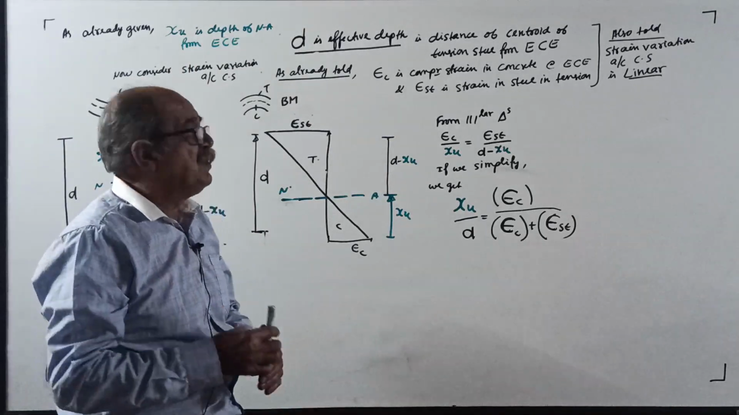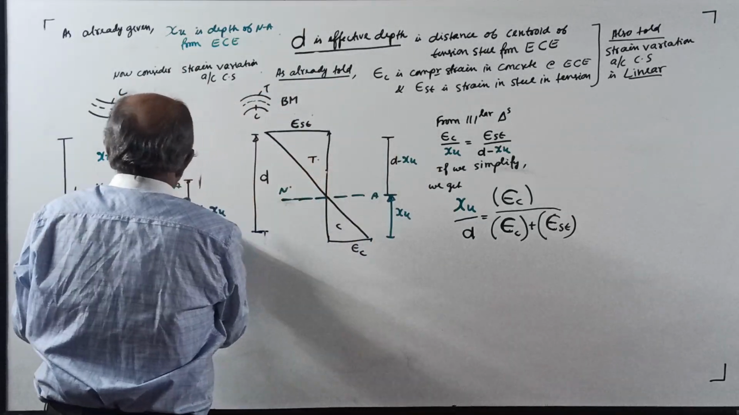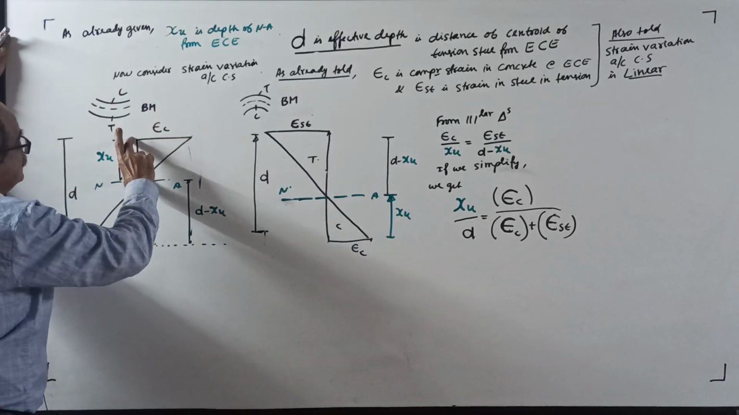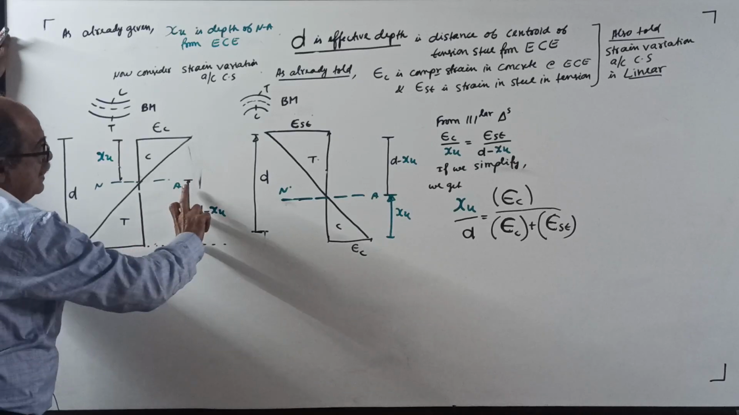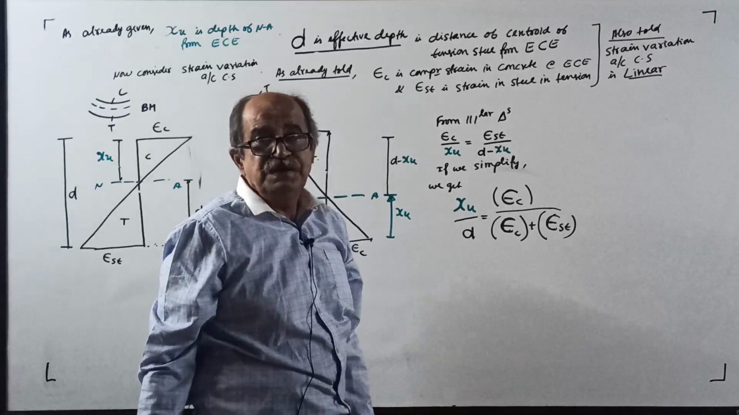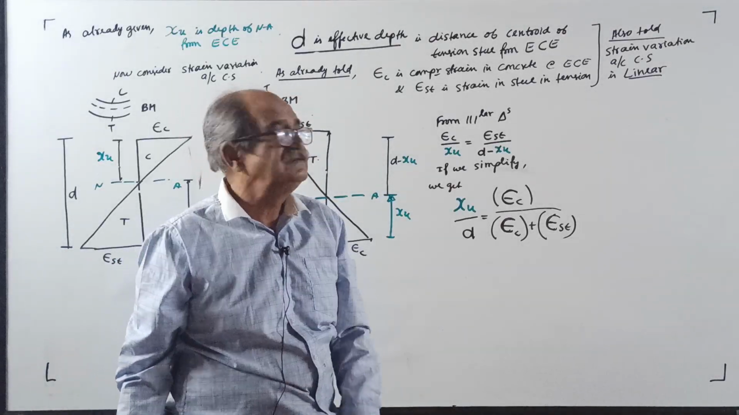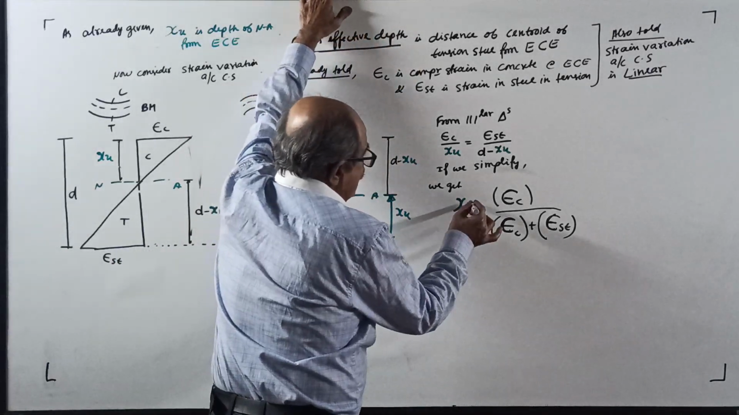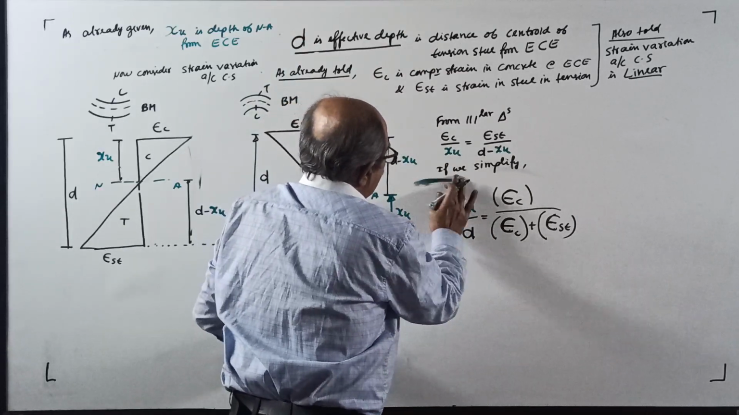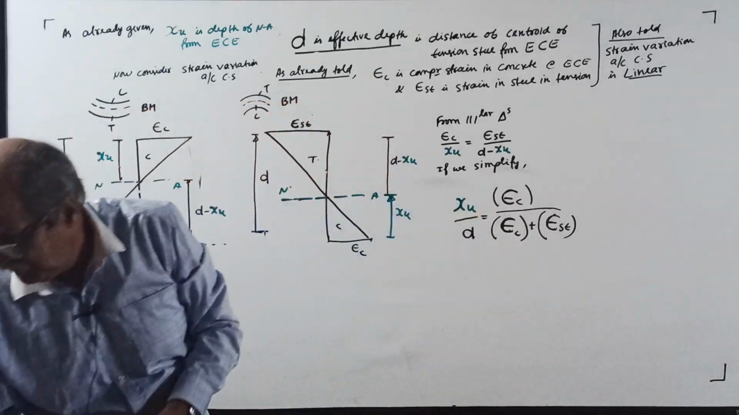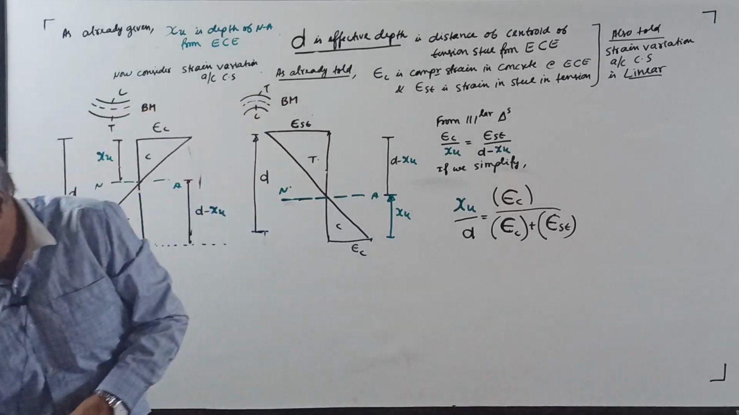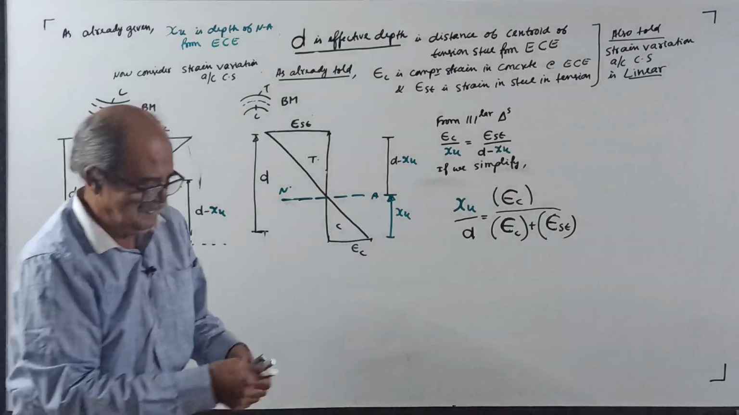Now, one important property. From similar triangles, either use this diagram or that diagram: epsilon c divided by xu equals epsilon st divided by d minus xu. You cross multiply this, simplify; I did this in the class. You will finally get xu. Very important. Green is for the neutral axis.